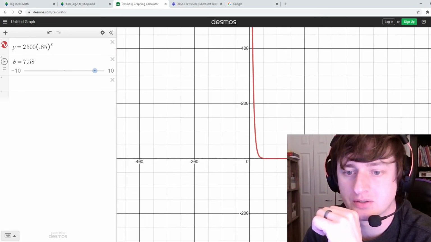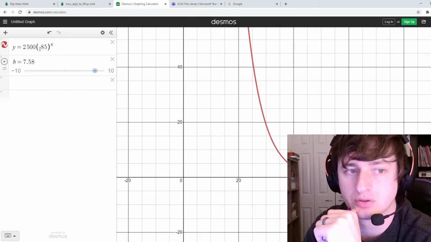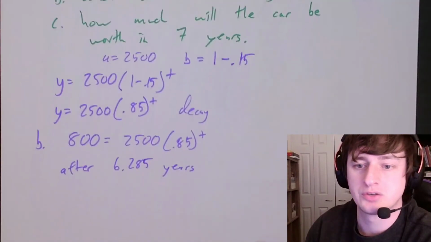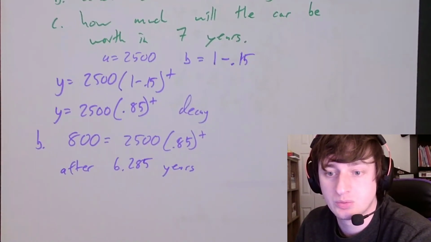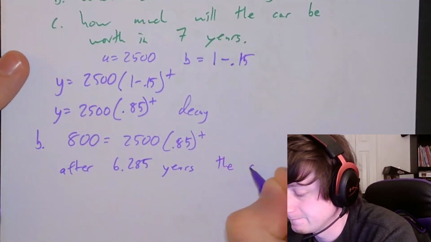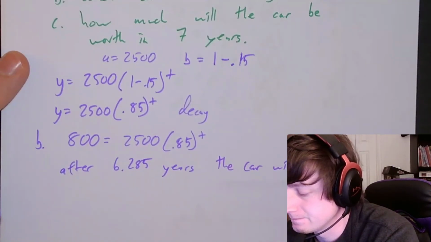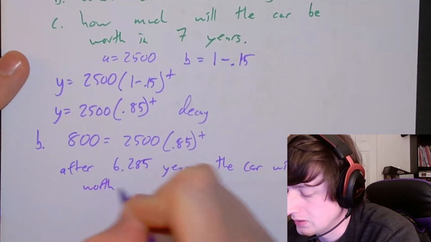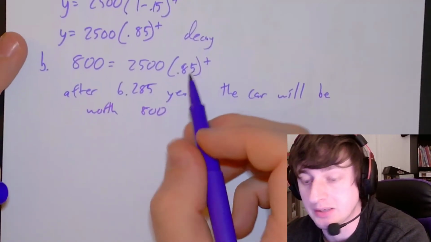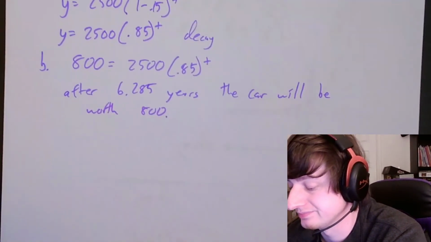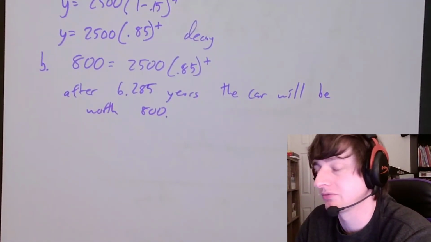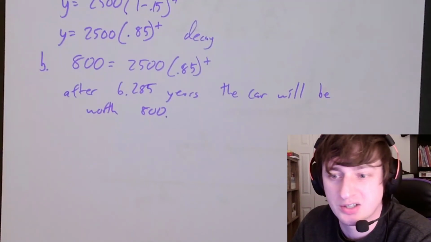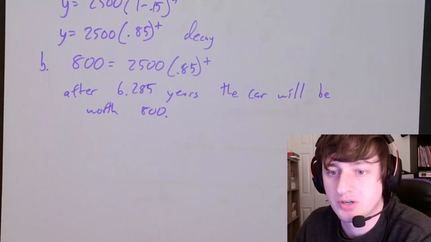So yeah, we had to zoom way out and scroll way up, because this is a big function. It started at 25,000. All right, so after 6.285 years, it'll be worth 800 dollars. You've lost money. That's the thing about cars. They're worth a little less because somebody's going to buy it used. They're not going to pay how much you bought it for off the lot. It's got wear and tear. It's old. It's not as good as it was.